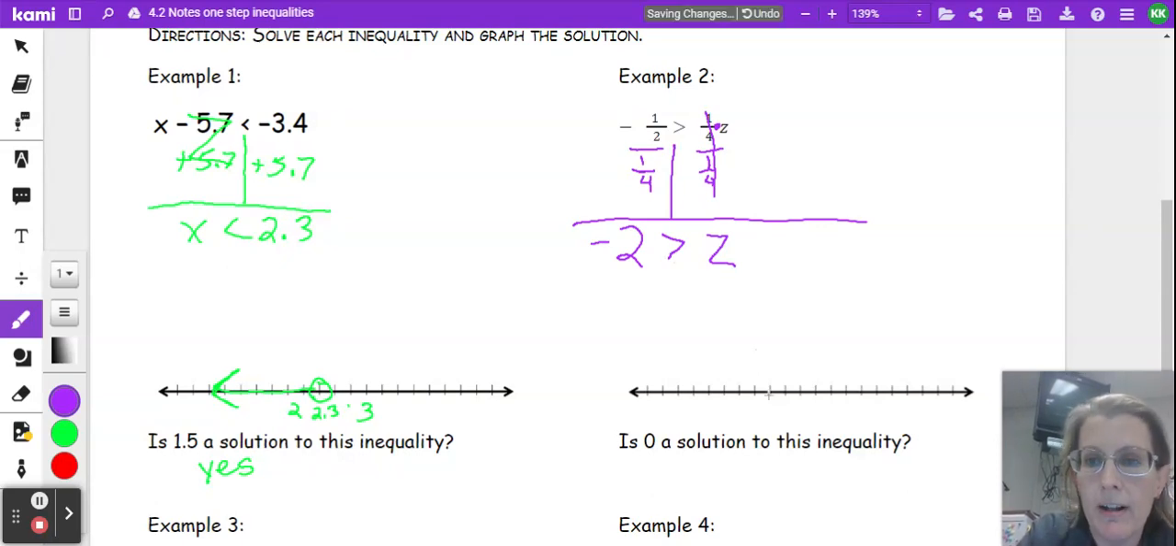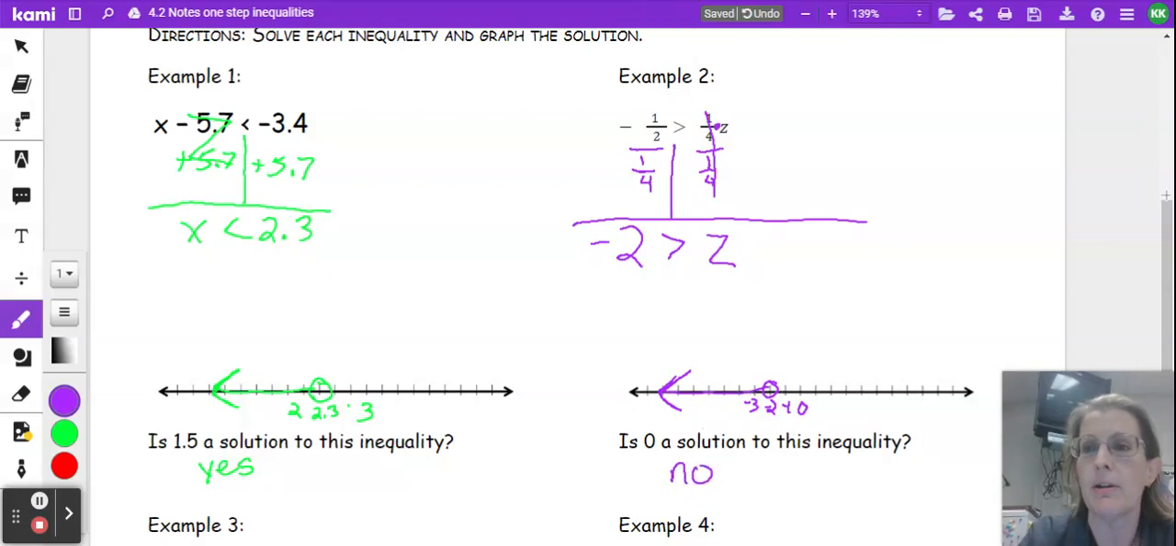So when I go to graph it, I can put my negative 2 here. So that means negative 1 is here and negative 3 is here. So if that's negative 2, and negative 2 is greater than z, it's an open circle because there's no line under it. The negative 2 is bigger, so z is smaller, so that means it's going to go to the left again. And my question says, is 0 a solution to this inequality? Well, 0 would be right here, and 0 is not in our inequality section that we graphed, so that would be a no. 0 would not be a correct solution.